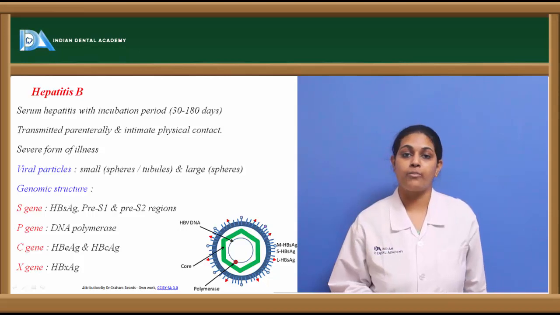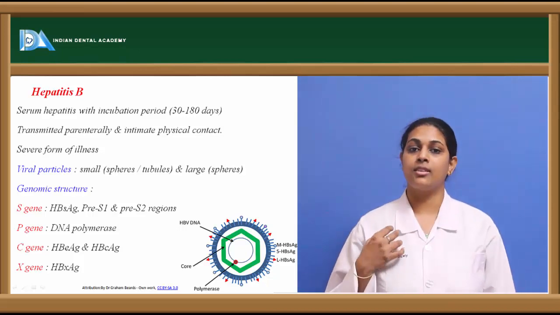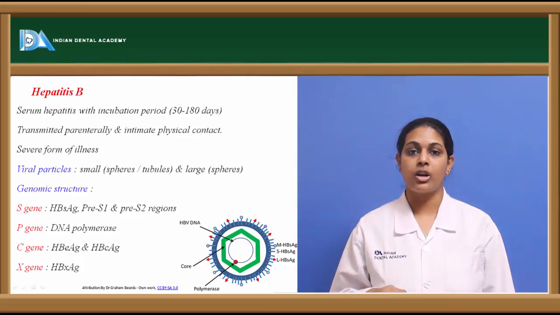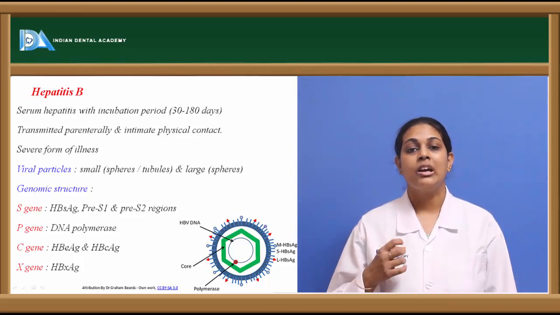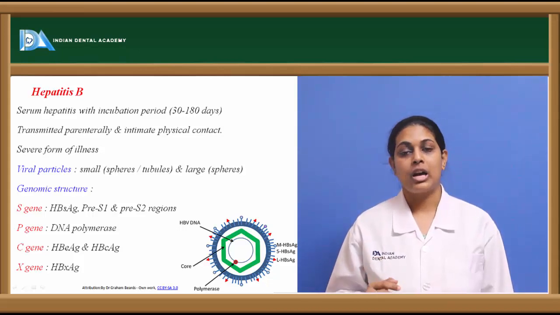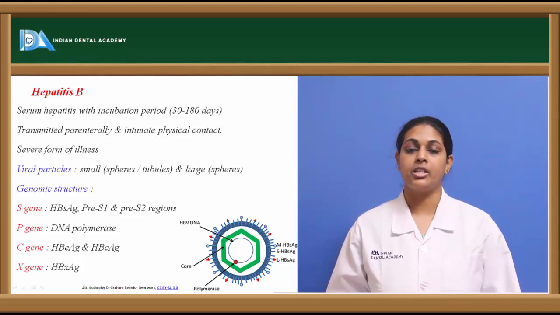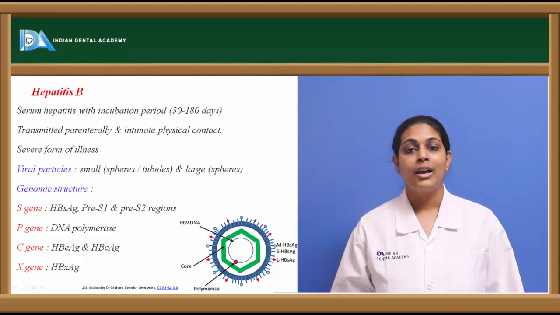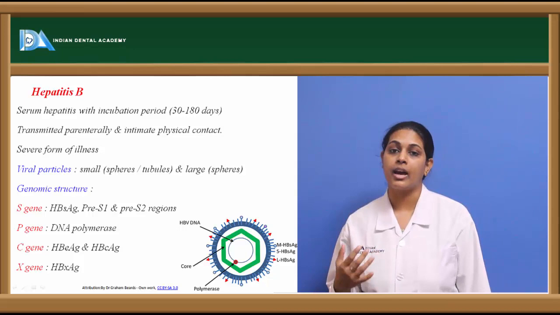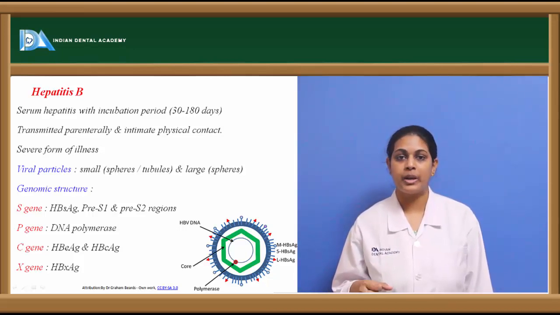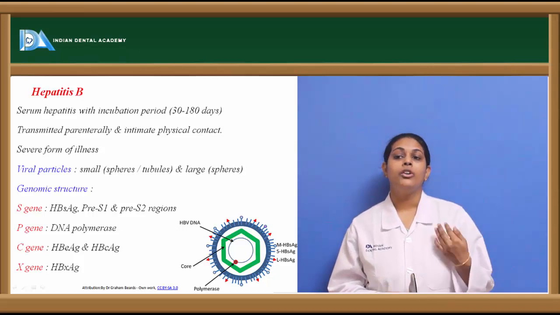The viral particle appears in 2 forms, one small form and one large form. In the small form, it appears as spheres, tubules, or filaments, and they usually measure 22 nanometers in diameter. Coming to the large form of hepatitis B virus particles, they appear only in spherical form, and they measure 42 nanometers in diameter. And usually the genomic structure of hepatitis B consists of 4 types of genes.